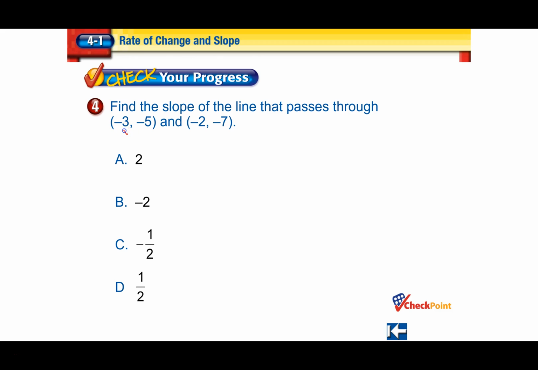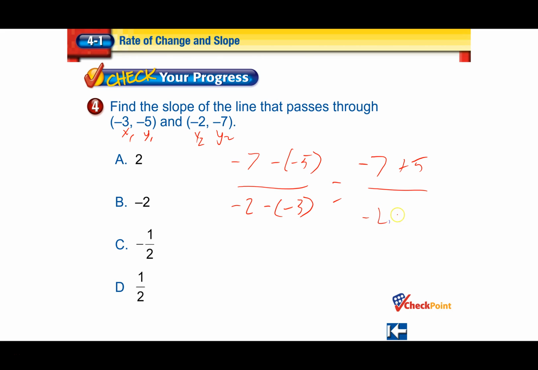All right, so we're going to call it x1, y1, x2, y2. And I'm just going to do it a little quicker here. -7 minus a minus 5 over x2 is -2 minus a -3. So that's going to convert to -7 plus 5 over -2 plus 3. So that's going to come out to -2 over a positive 1. So that's going to convert to -2.